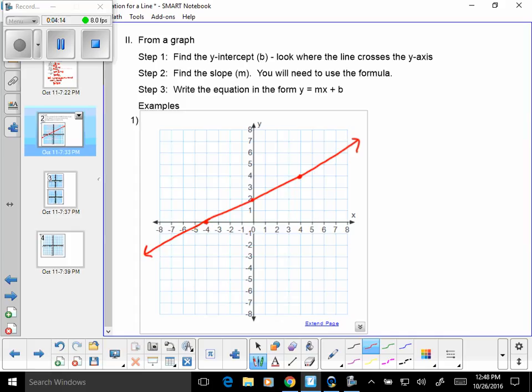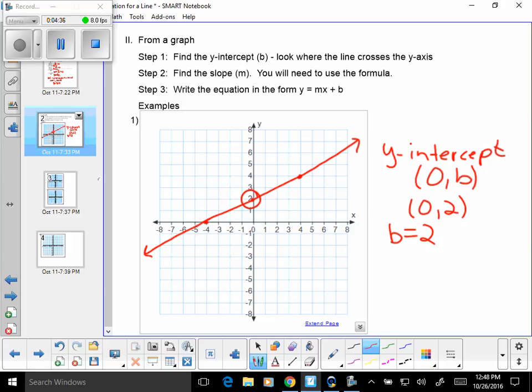So we are going to find the y-intercept. Now, the y-intercept, remember that's 0, b. We're looking for that b. So we're going to go at 0, and there it is. So it's going to be 0, 2. So b is going to equal 2.